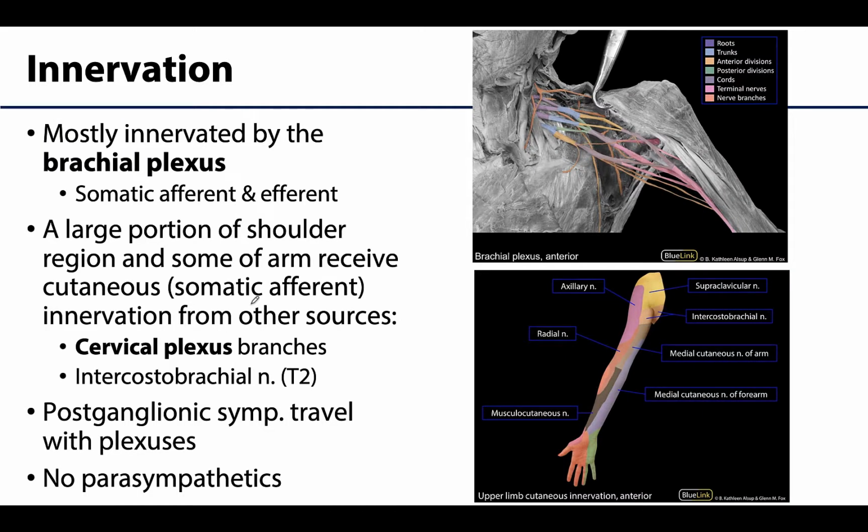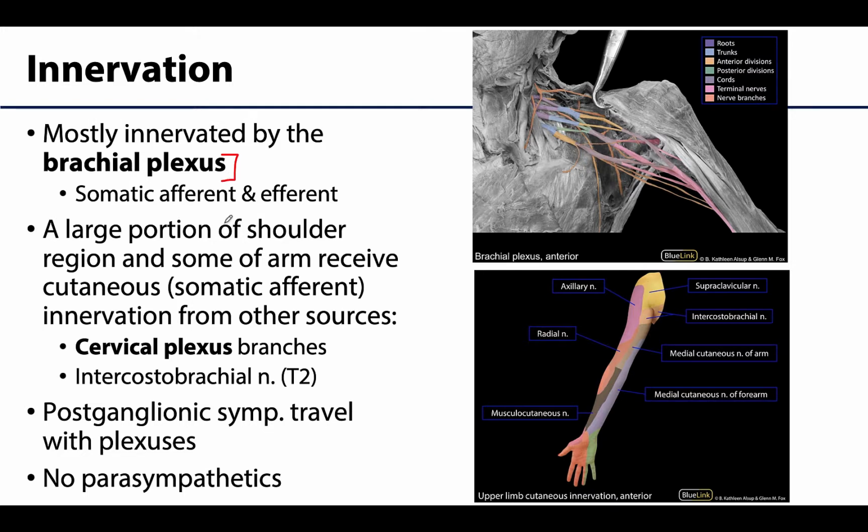On to nerves, and I want to note we will explore innervation of the upper limb in more granular detail in upcoming sessions as we discuss specific muscle compartments. So we're focusing on very, very big picture here. The majority of the upper limb is innervated by the brachial plexus, as I think you likely know at this point. So this includes both somatic afferent or cutaneous innervation, as well as efferent or motor. And so much more to come on the brachial plexus.